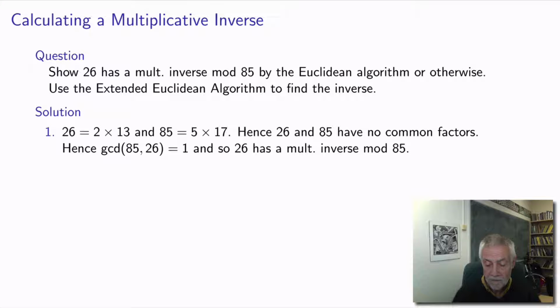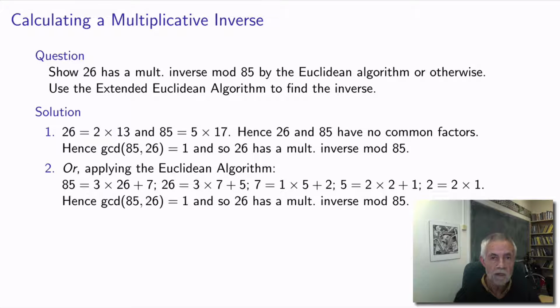The alternative way is to apply the Euclidean algorithm to compute the greatest common divisor directly of 26 and 85. And in the usual way, if we divide 26 into 85, we get 3 times 26 plus a remainder of 7. I won't go through the details again, but they're all written out here. And in the end, you find that 1 is the greatest common divisor of 85 and 26. So therefore 26 does indeed have a multiplicative inverse modulo 85.